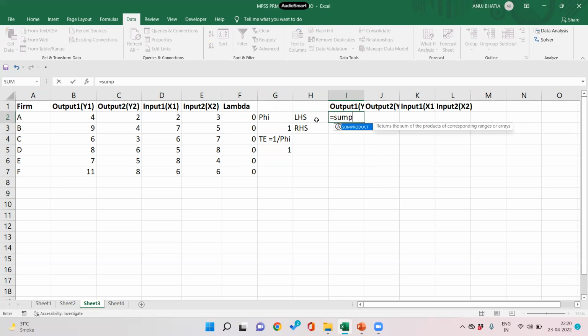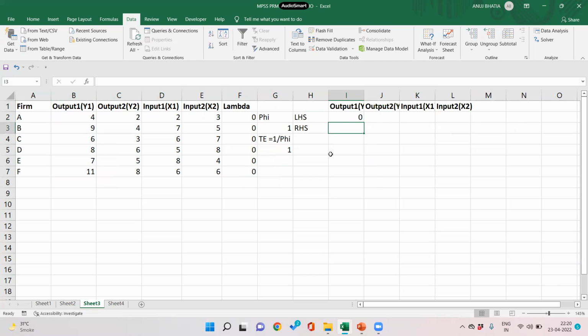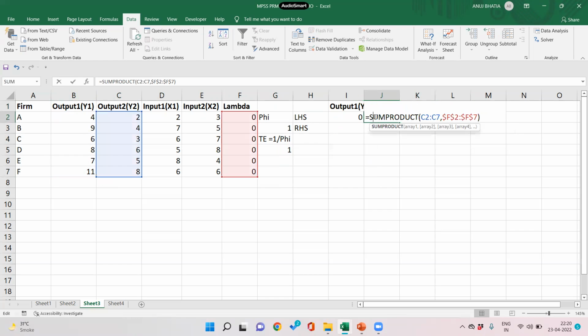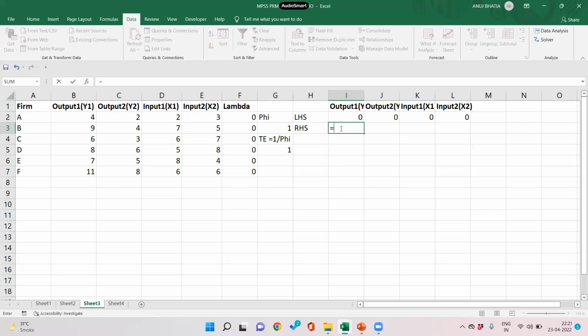Left hand side is the sum product of output 1 and the lambdas, the weights. I fix the lambdas and I can simply drag it. So output 2 would be output 2 into lambda, inputs would be inputs into lambda. On the right hand side, there are two outputs. So for output 1, it would be phi. Let us say the firm under observation, or firm under consideration, is firm C. So we select output of firm C. Output 2 would be phi multiplied by output 2 of firm C. Then input 1 of firm C. Inputs would not be multiplied by phi because this is an output-oriented approach.